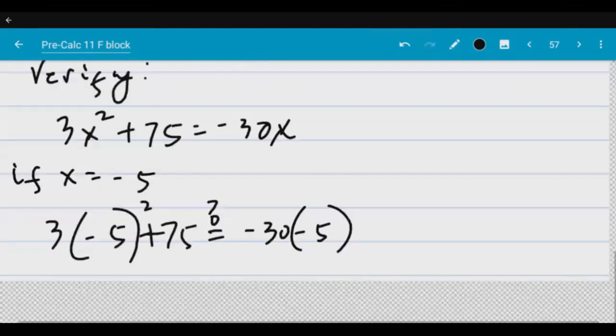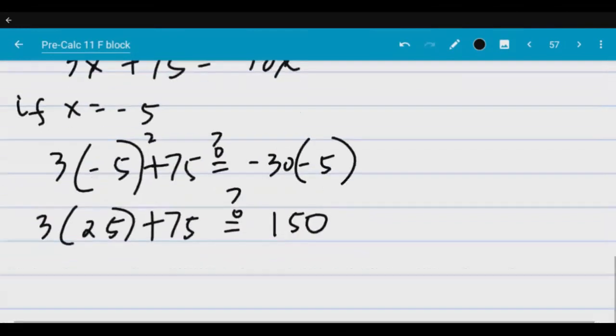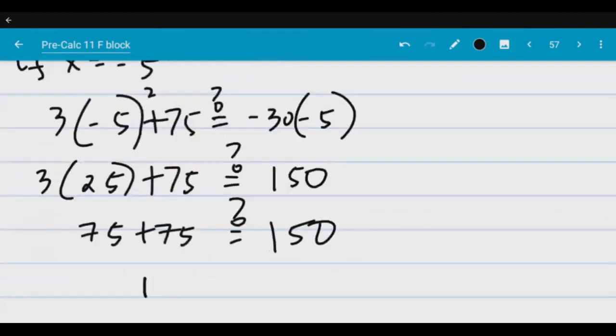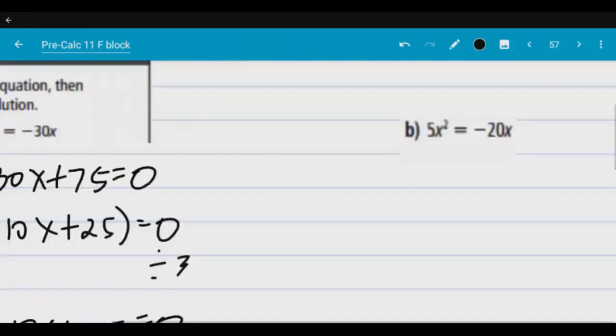All right. What is negative 5 squared? That would be 25 positive. So this is equal to, this is 150, right? 3 times 25 is 75. And obviously 150 is the same as 150. Therefore, we were able to verify. We good? Okay. Now, once again, if it is not clear, please pause the video, stop it, and then rewind and watch it again. Let's go to the second one.